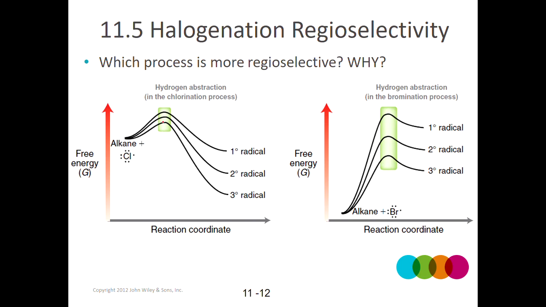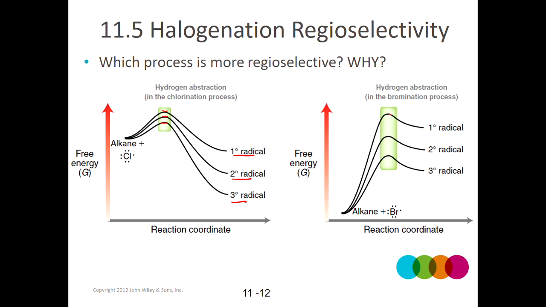With chlorination, the energy differences are small. So I don't get much of a selectivity. There's a big energy difference between primary, secondary, or tertiary radical, but there's only a small energy difference between primary, secondary, or tertiary partial radical. If the quantity of the partial radical is small, there's only a small energy difference between those three pathways. And so they all occur fairly often, and I get a mixture of products. The reaction won't selectively produce one product over the other because the pathways are all similar in energy, and so they all happen fairly often.